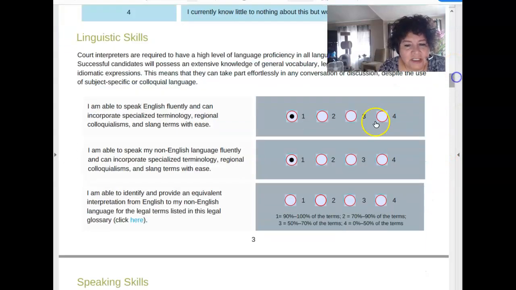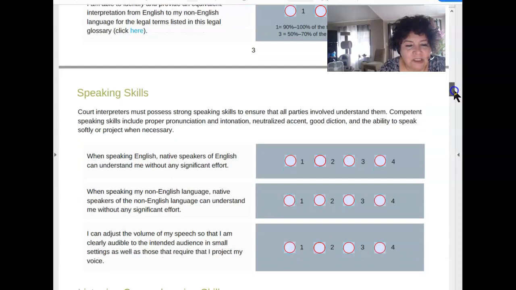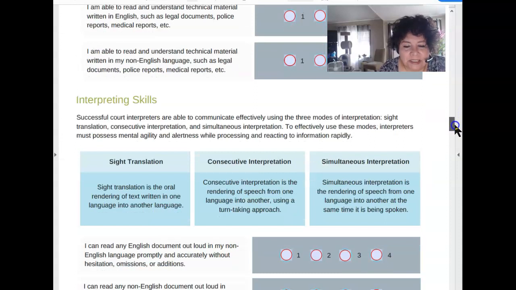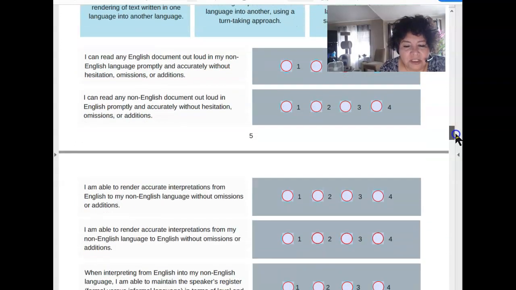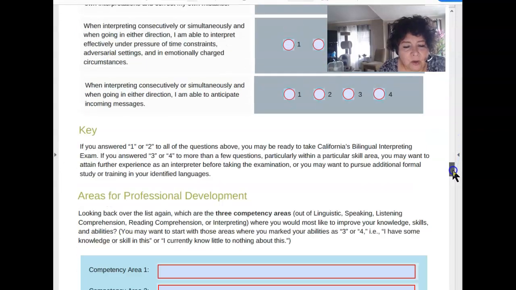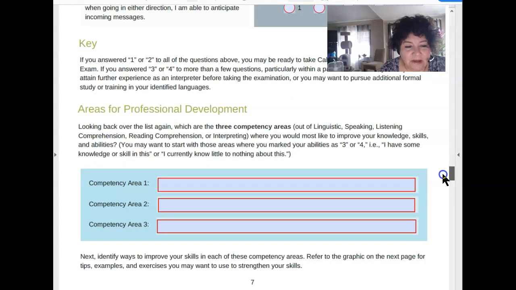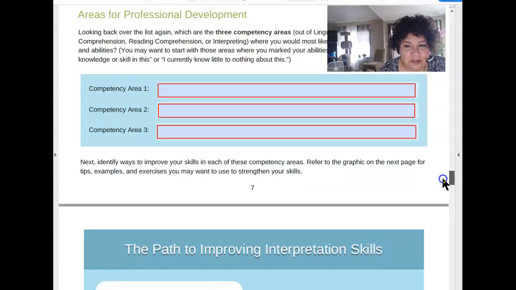So here are the questions. This is the linguistic part. I'm able to speak English fluently and can incorporate specialized terminology, regional colloquialisms, and slang terms with ease. So if this is a yes, it would be 1. And if you are not there yet, it would be a 4, and everything else is in between. So you will do that for the linguistic skills part, same for the speaking skills, the listening comprehension, reading comprehension, and interpreting skills. Then it gives you the instructions on how to add your points and also what your experience is for interpreting. And it gives you some feedback as to your areas for professional development.